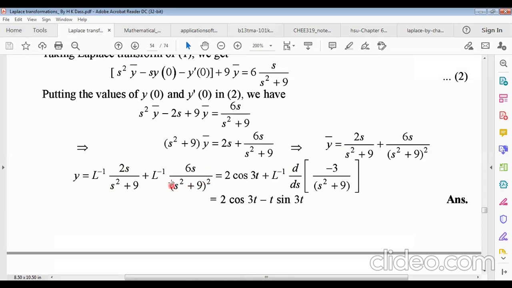Similarly, this can be written as, this is the derivative property of Laplace transformation. In previous lecture we have discussed it. So inverse Laplace transformation of this can be written as actually derivative of minus 3 divided by s square plus 9, because this differentiation can be written as this. Okay, so using the properties of derivatives of Laplace transformation, y of t is t into sin 3t, and 2 into cos 3t minus t into sin 3t. This inverse Laplace transformation, from chart you can check.